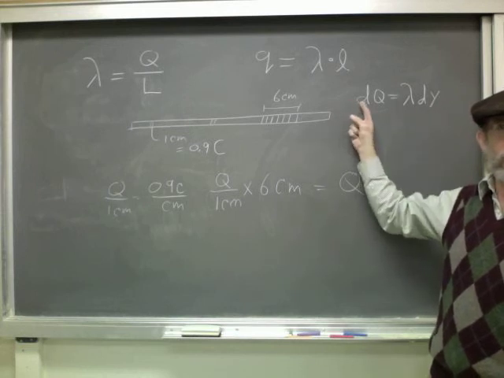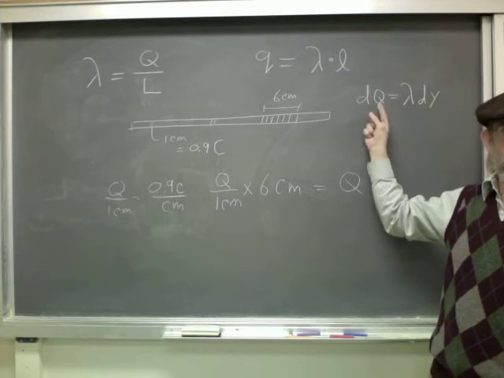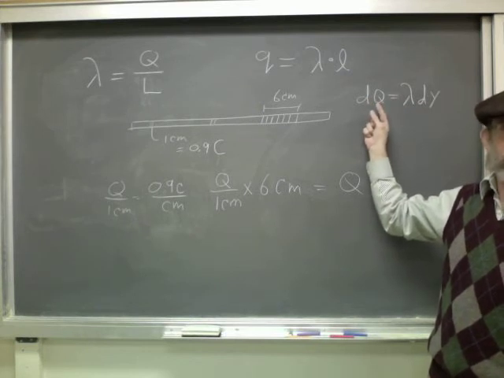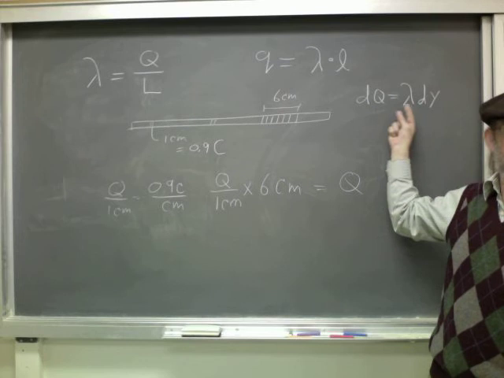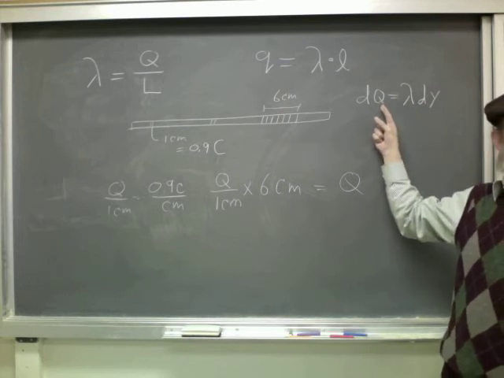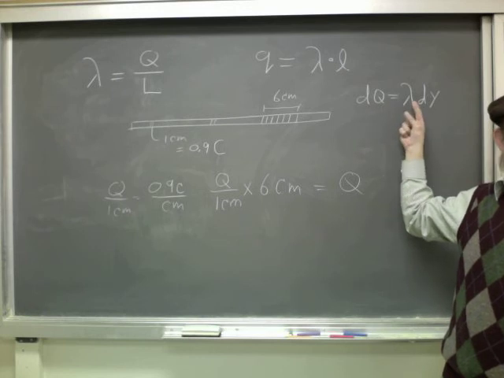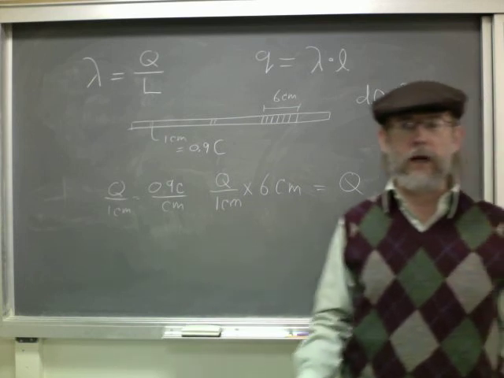So the infinitesimal amount of charge dq that sits on a tiny piece of stick dy is tiny piece of length times charge per unit length is tiny piece of charge. So that's going to allow me to substitute, instead of dq, something that is in terms of dy. Okay, very good. So let's go back to our main problem.